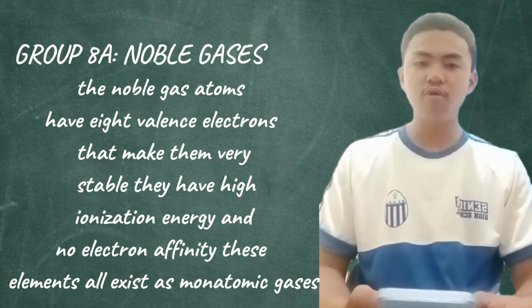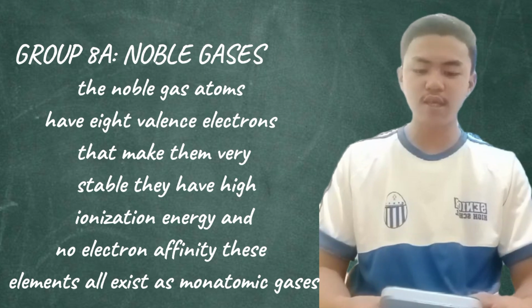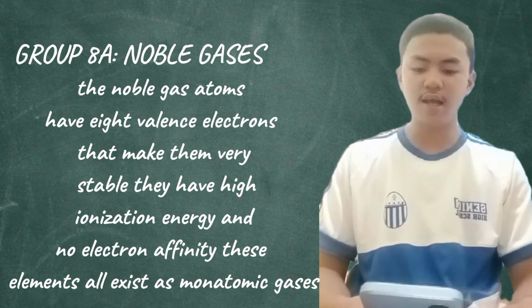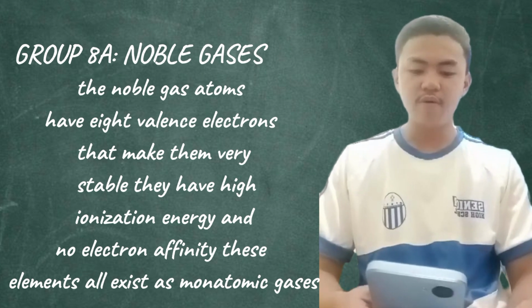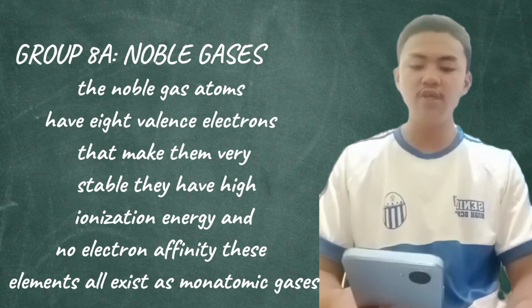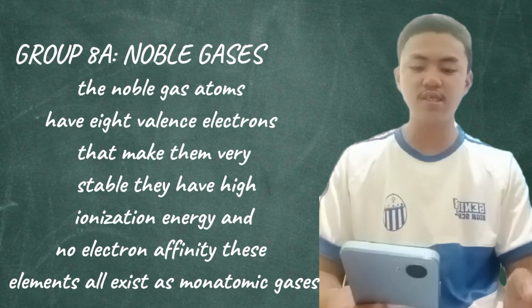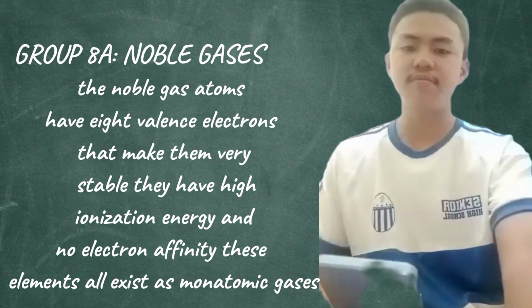So according to group 8A noble gases, so ang noble gas atoms niya is na siya 8 valence electrons, tas stable, tas na siya high ionization energy pero wala siya electron affinity. So kaning elements is nag-exist siya as monatomic gases.